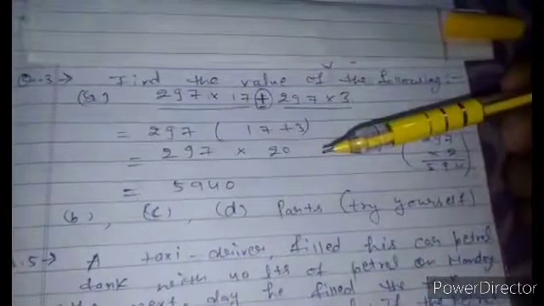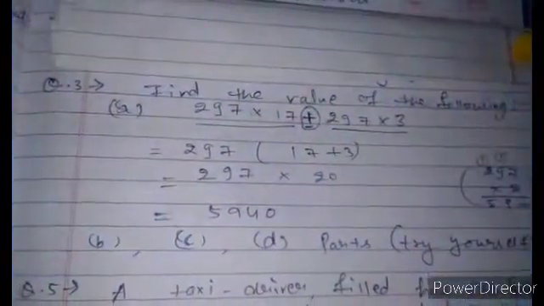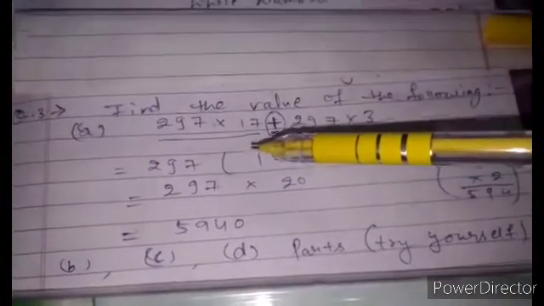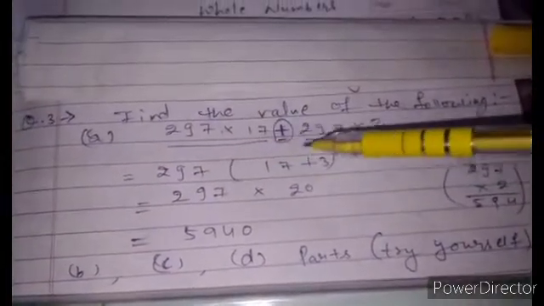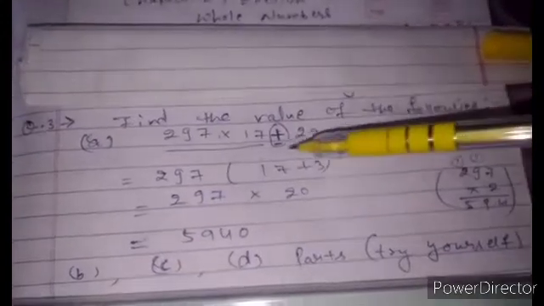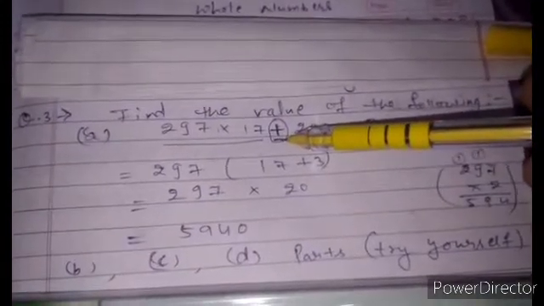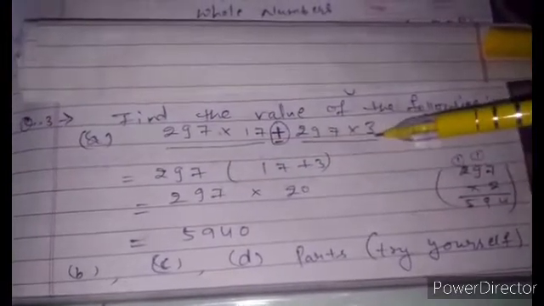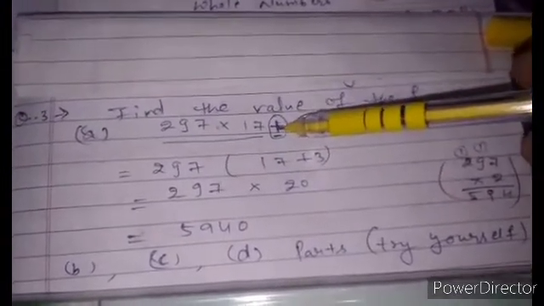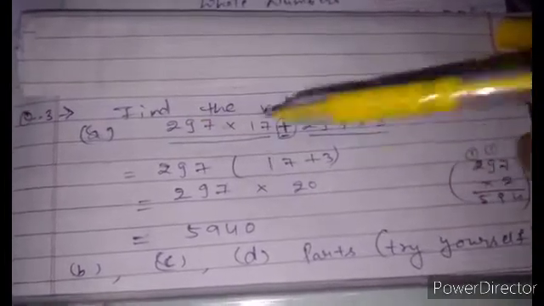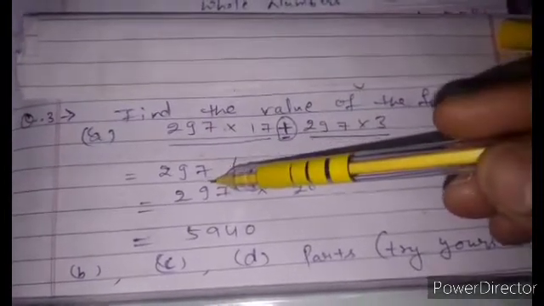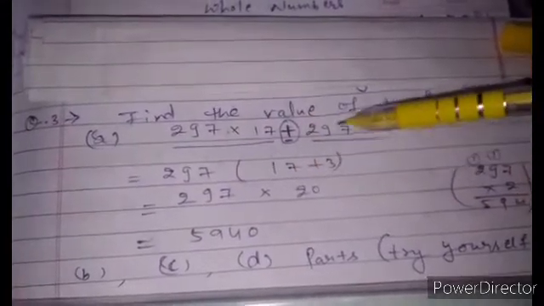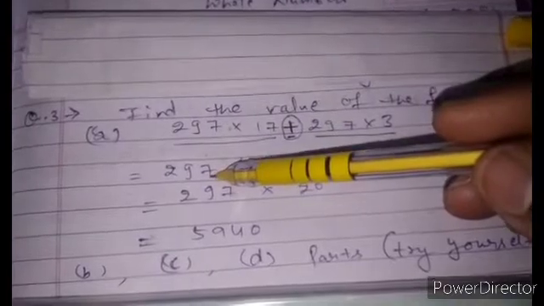Now you can see here, find the value of the following: 297 multiplied by 17 plus 297 multiplied by 3. Here you can see a plus sign is applied in between, so this is a separate portion and this is a separate portion, because the plus sign is applied here. So in this we can take the complete number 297 as common outside. Inside will be left 17, plus sign, then 3, because we took 297 out as common.